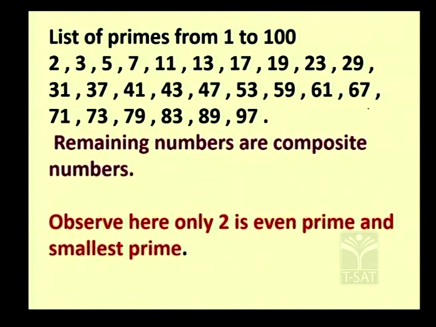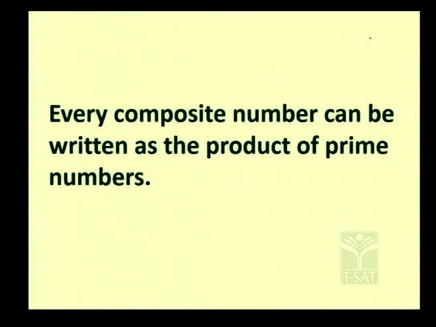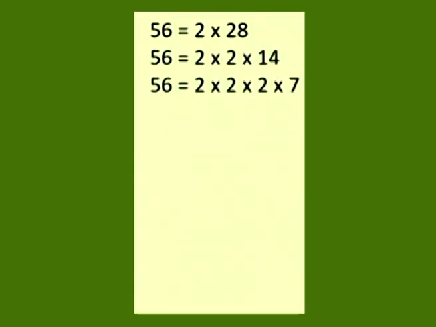Observe here, only 2 is the even prime and the smallest prime; all the remaining prime numbers are odd numbers. Only 2 is the even prime, and that is also the least prime number. Every composite number can be written as the product of prime numbers. See here, try to understand: 56 is written as 2 into 2 into 2 into 7. This is the prime factorization of 56.